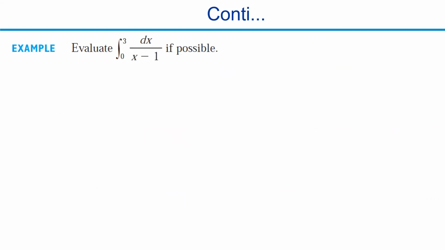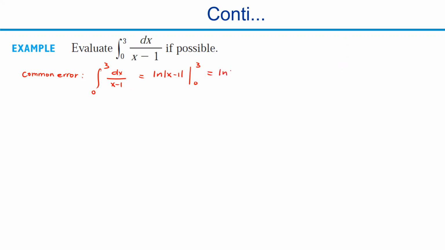Okay, let's add one more example, and then I will give you one homework or exercise for yourself, then we'll wind up. Evaluate the integration from 0 to 3 of dx over x minus 1. Let me show you a common error. Usually students do it like this: the integration from 0 to 3 of dx over x minus 1. We know that the antiderivative of 1 over x minus 1 is ln of the absolute value of x minus 1. Then we evaluate at 0 and 3.